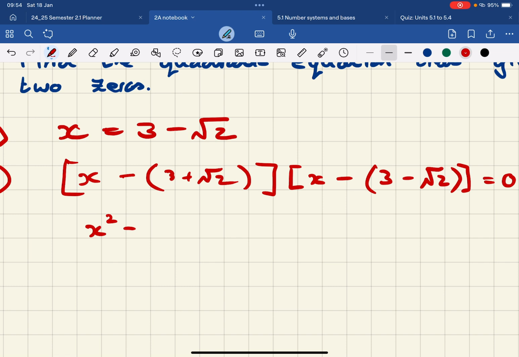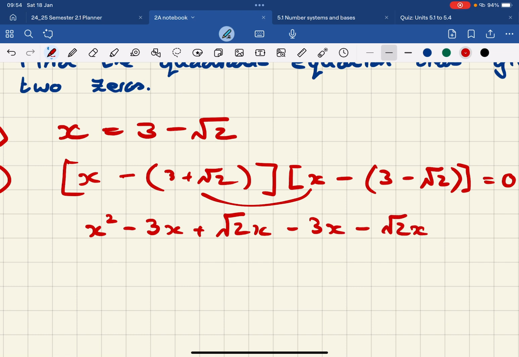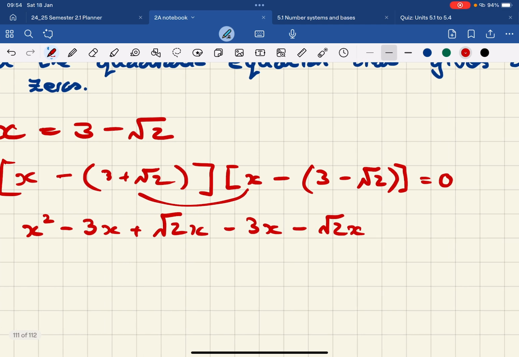When I times x by that second bracket here, it's going to give me minus 3x plus, because of the minus outside the bracket here and inside here, plus root 2x. Going to do the second with these. So I'm going to get minus 3x minus root 2x.